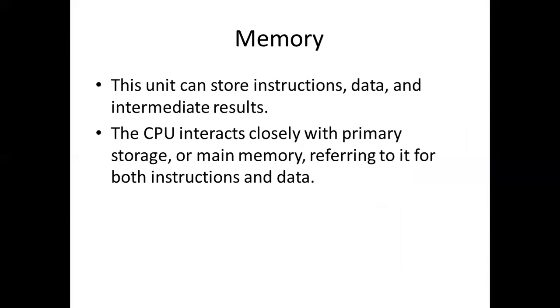So the memory, like I have said, this unit stores instructions, data, and of course, immediate results from the CPU. Once the CPU does the processing that it needs to do, those results are then within the CPU's memory, which are actually the registers. And of course, it interacts closely with the primary storage, mainly the RAM, for both instructions and data. So that is what the memory within the CPU does.